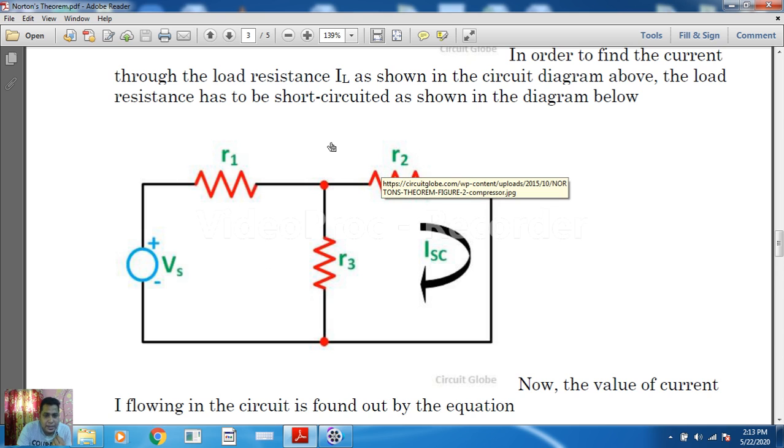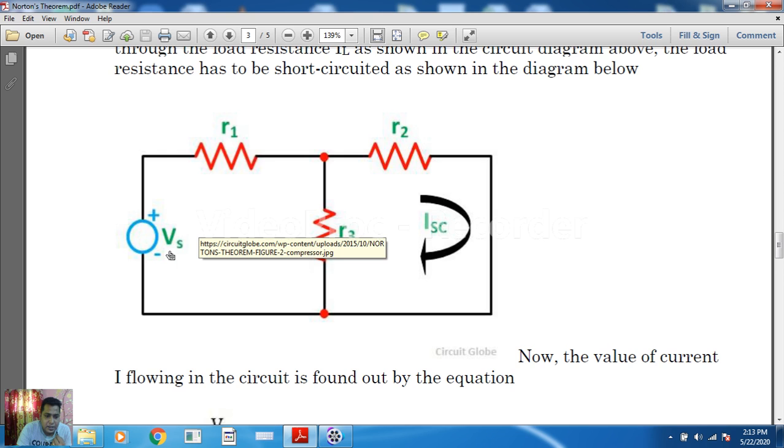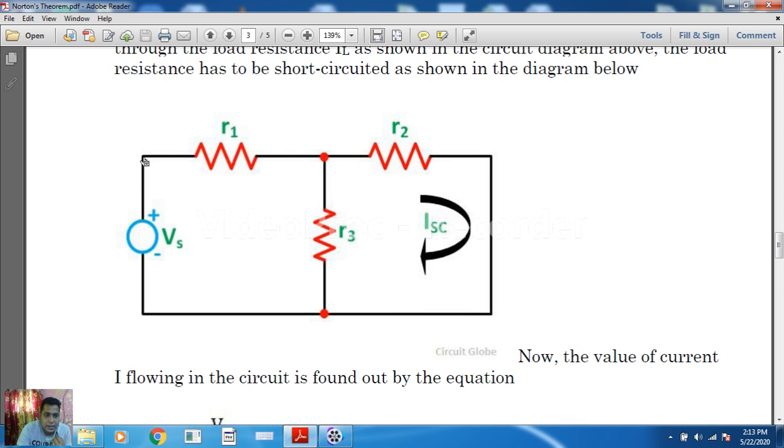So V by that equivalent resistance will give us the current, the main current, the source current. So that thing is done over here. This Vs by the total resistance of the circuit will give us the main current. This current, whatever is given, they have named I. So this current I will come to this node, and then it is dividing.